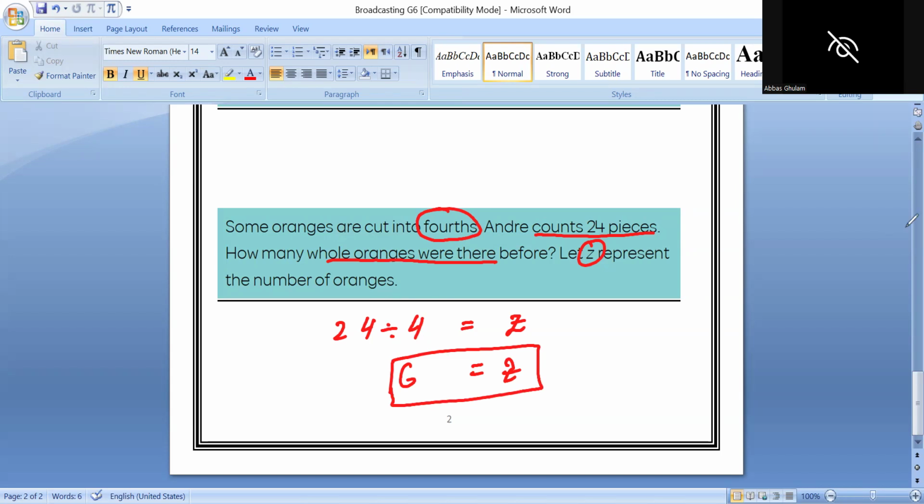So this is all about the lesson on how we can write an equation from a word problem with related subtraction and related division, and how we can also calculate the value for the unknown variable. So this is all.